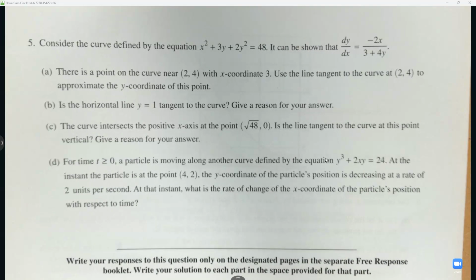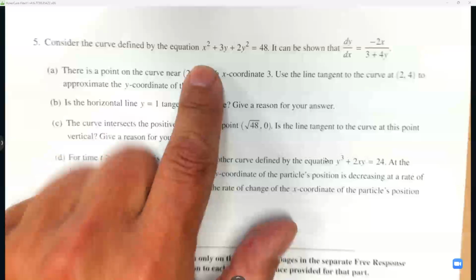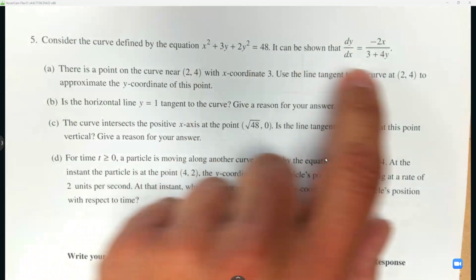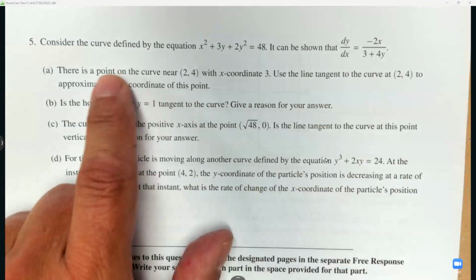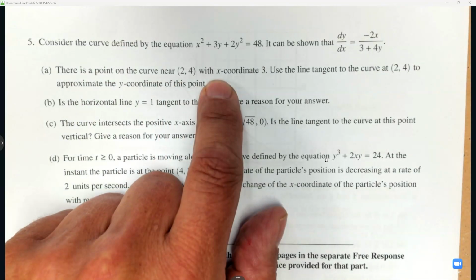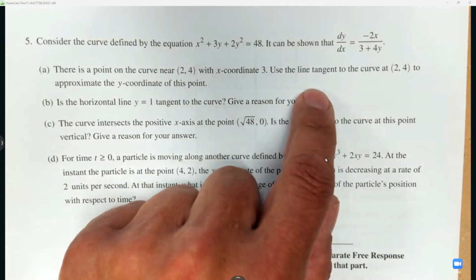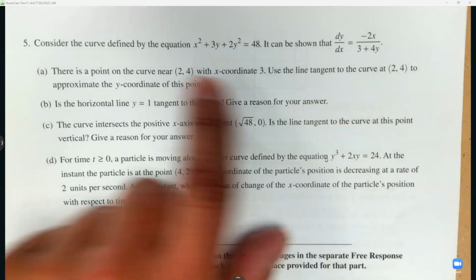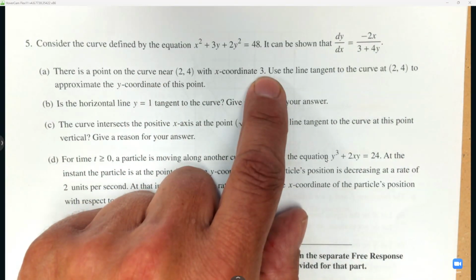Here's question number 5 from 2024. Consider the curve defined by that equation, and it can be shown if you take the derivative, it would equal that. So there is a point on the curve (2, 4) with the x-coordinate 3. Use the line tangent to the curve at (2, 4) to approximate what the y-coordinate is at 3.